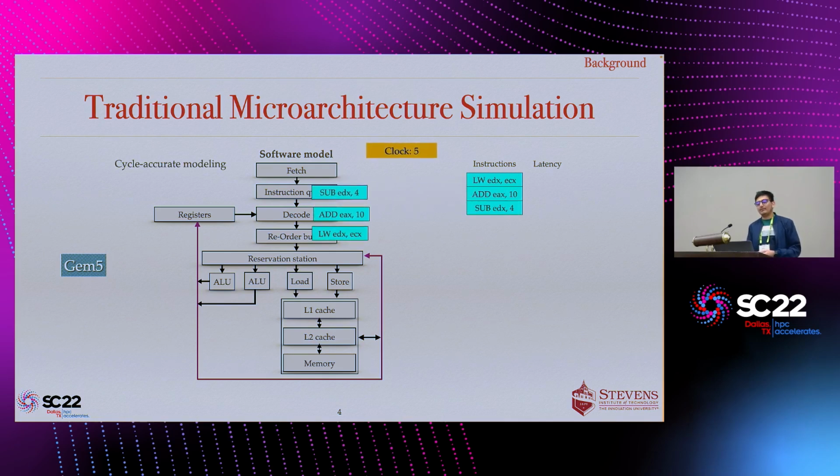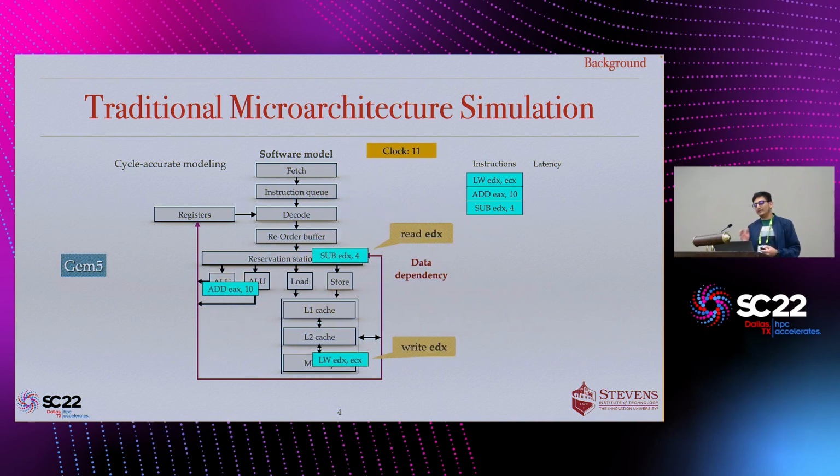This simulator performs cycle-accurate modeling, which models each and every component of the hardware, including the 5-stage pipeline and all other steps of the hardware. With this kind of detailed simulation, we can find any data dependency between instructions. For example, here, the sub instruction and the LW load instruction have a dependency on EDX, as they are both trying to access the register EDX. With this kind of detailed modeling, we can get accurate behavior of the hardware. That's the main advantage of traditional simulation.